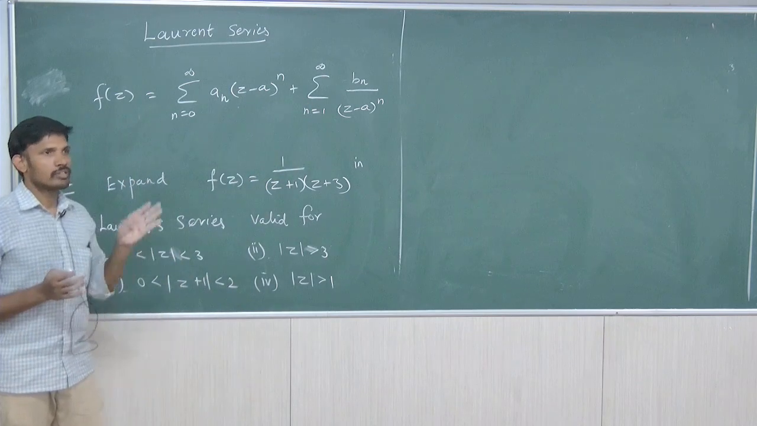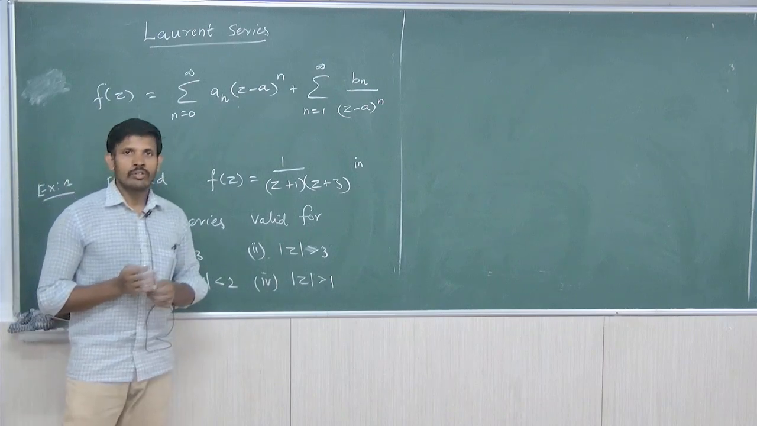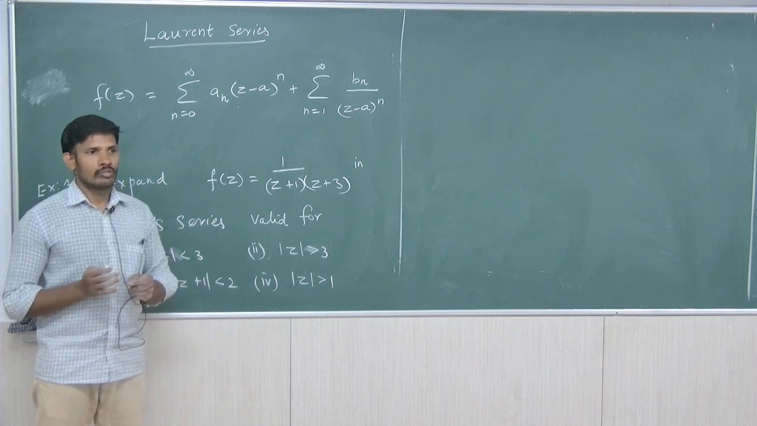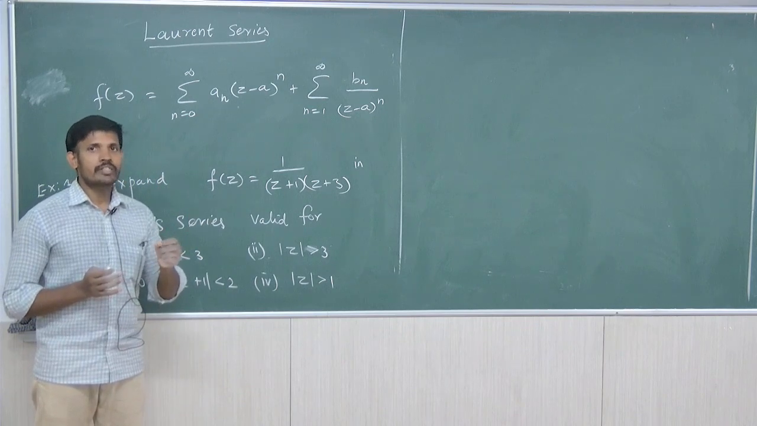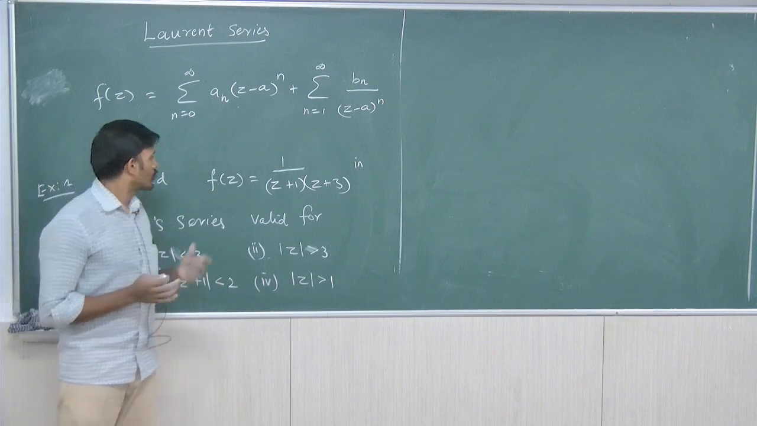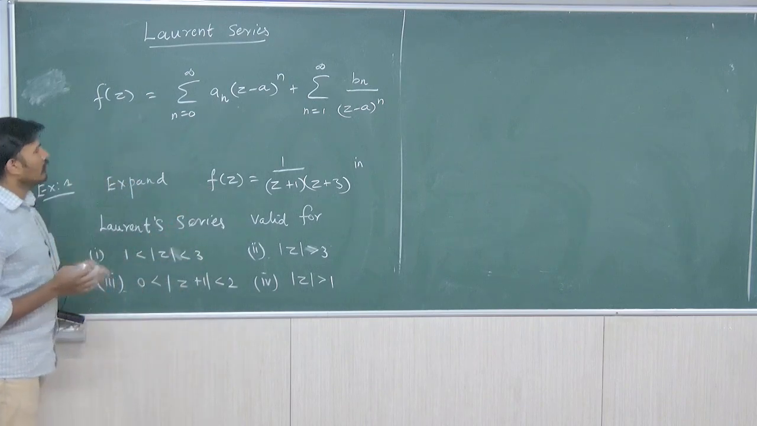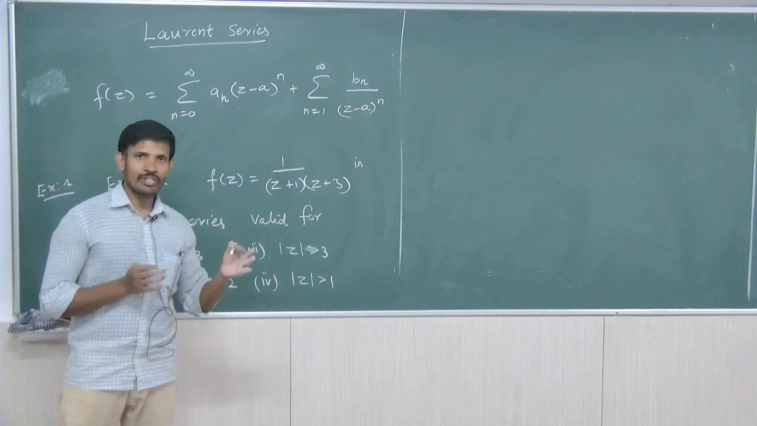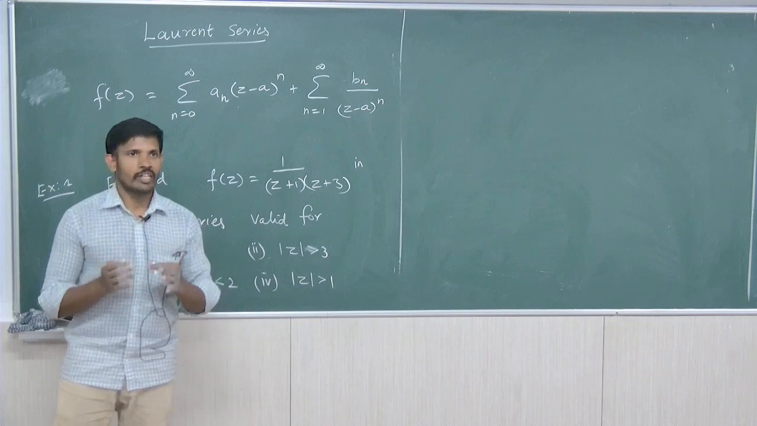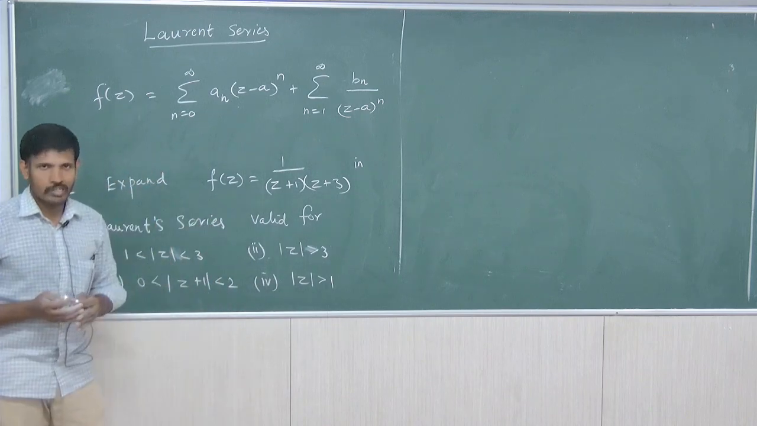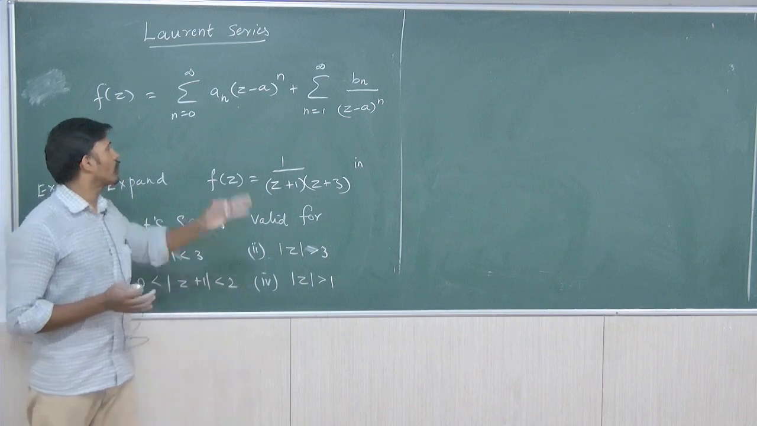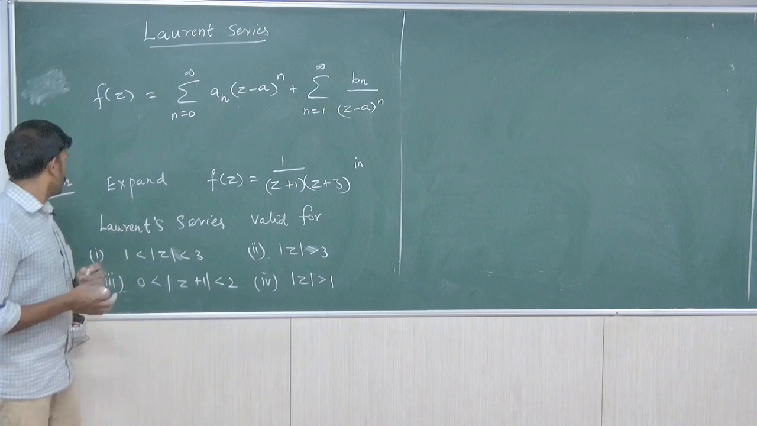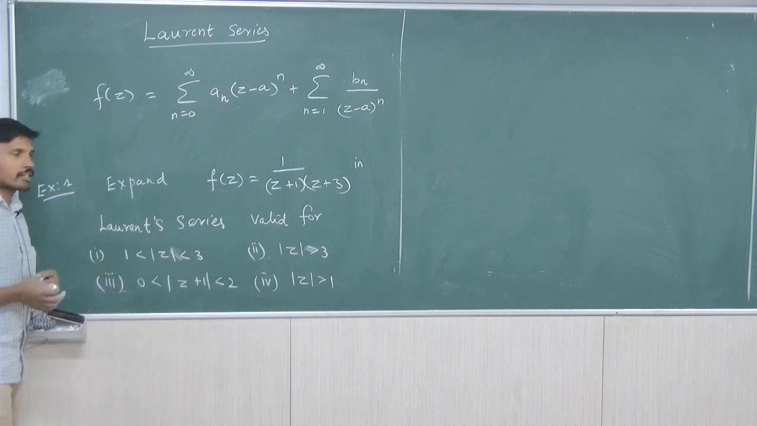So that's why we say we can expand the function f of z at a point that is not analytic, right? So this is the formula, but we are going to expand the Laurent series by using binomial expansion. In most cases we are going to apply binomial expansion. By using that expansion we are going to find Laurent's series. So please read the example.